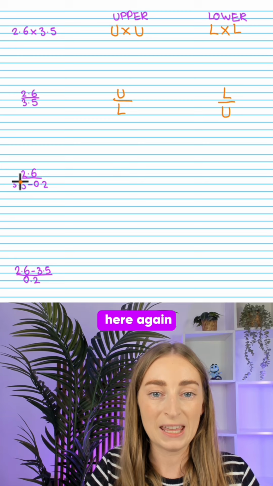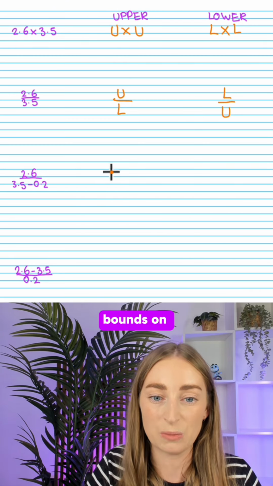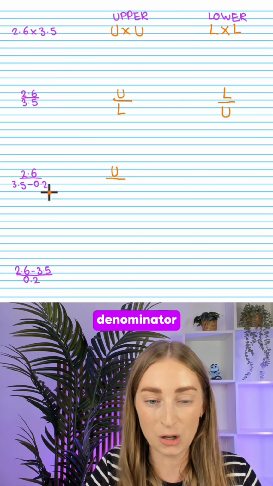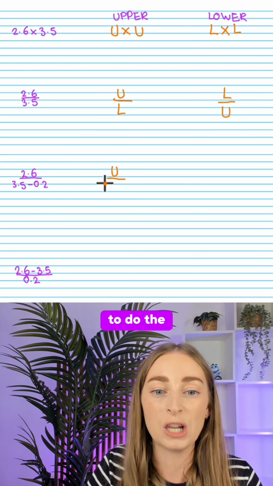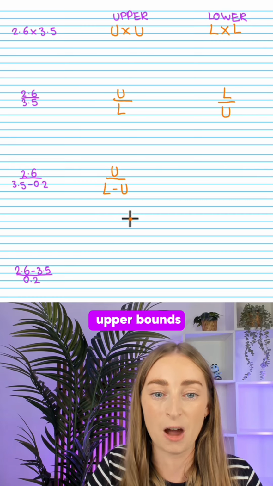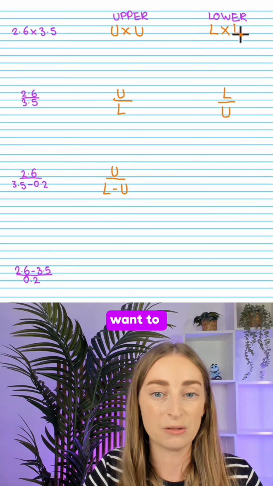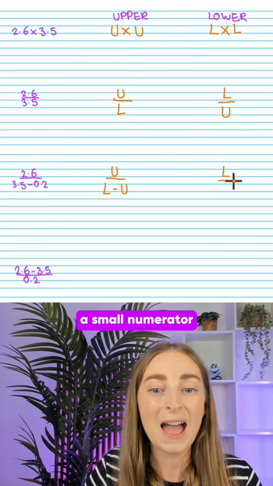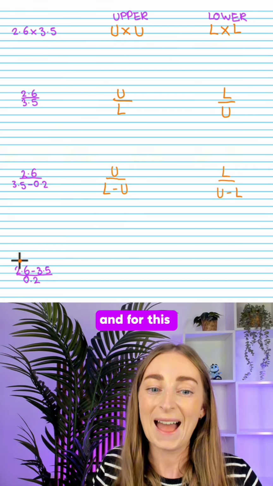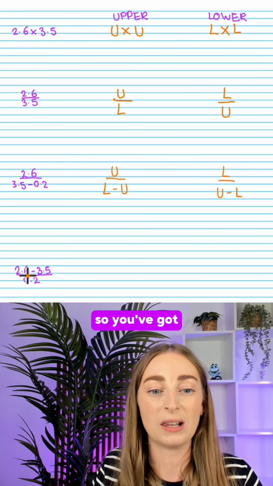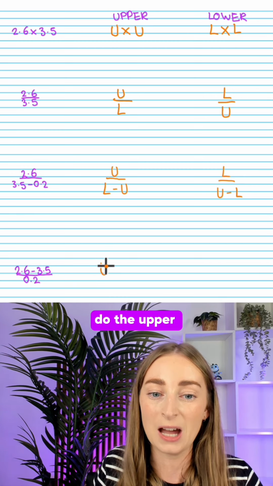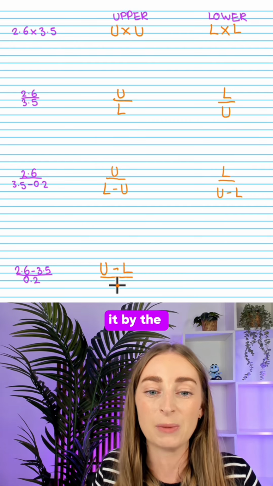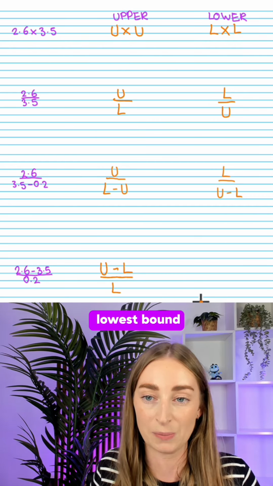For this question here, again, we're going to want the upper bounds on the numerator, but for the denominator, because we want this to be the smallest denominator possible, we want to do the lower bound, take away the upper bounds. And if you want to reverse that and find the lower bound, you're going to want to have a small numerator and a large denominator. And for this one here, to make it so you've got a large numerator, you're going to want to do the upper bound, take away the lower bound, and then you're going to want to divide it by the smallest number, so by the lowest bound.